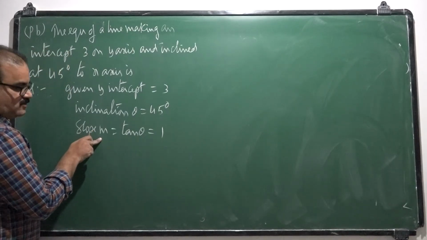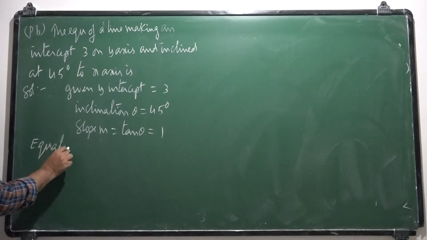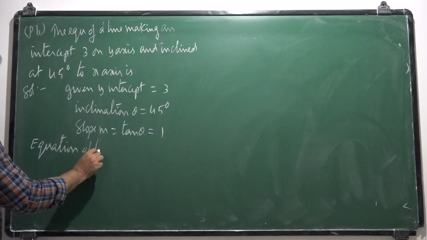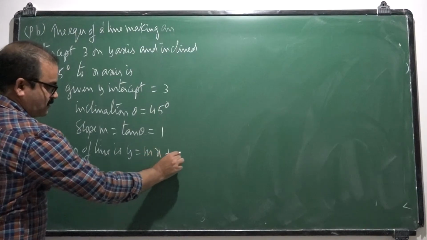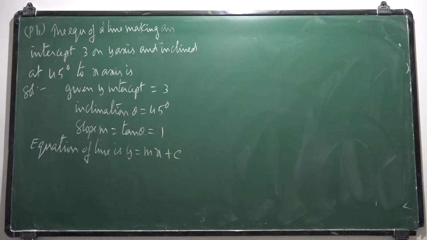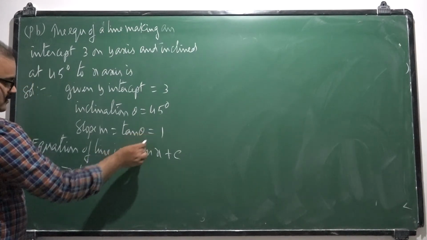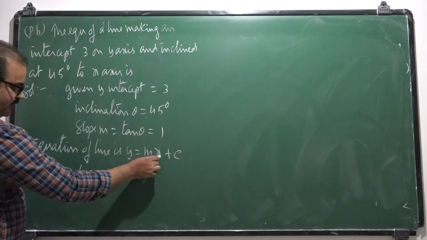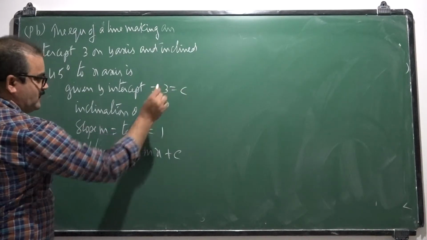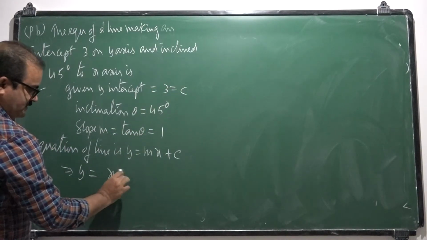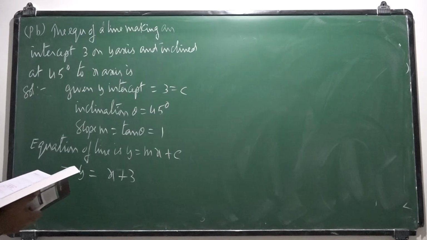When slope is known and y-intercept is known, then equation of line is y is equal to mx plus c. Y is equal to m, which is 1, into x plus c. C is y-intercept. What is c value? 3. So equation of the line is y is equal to x plus 3.